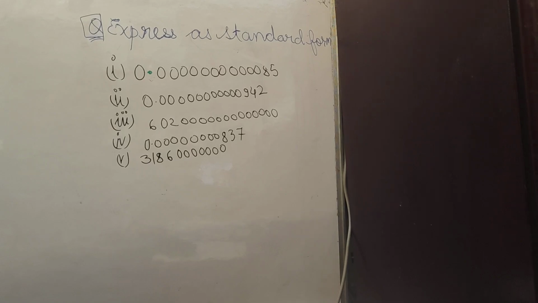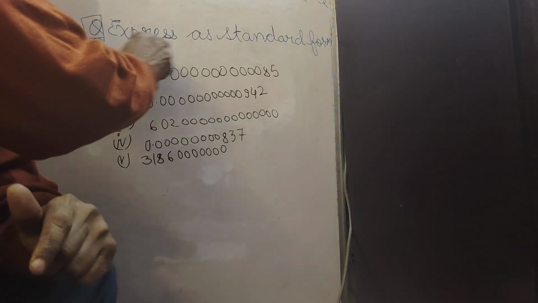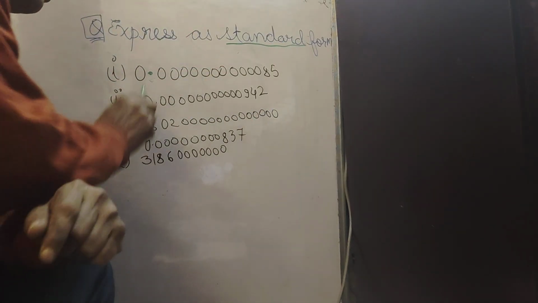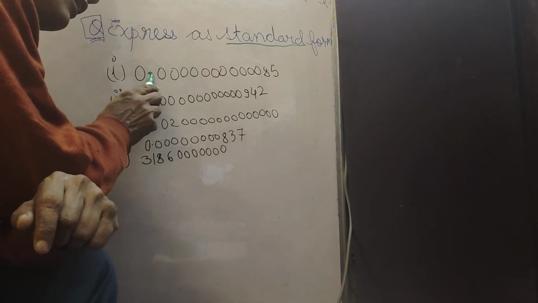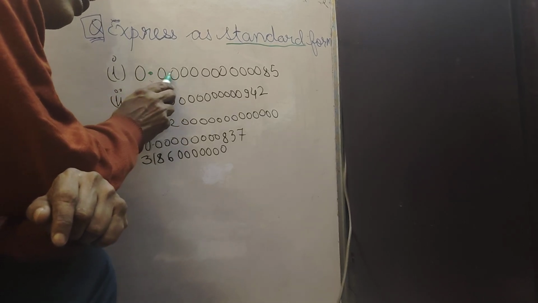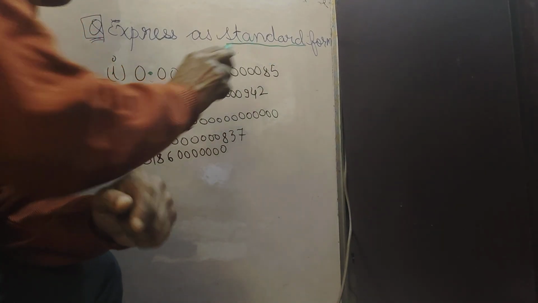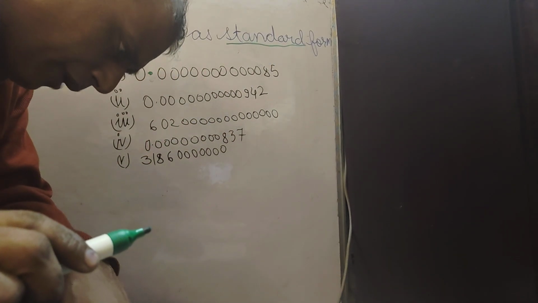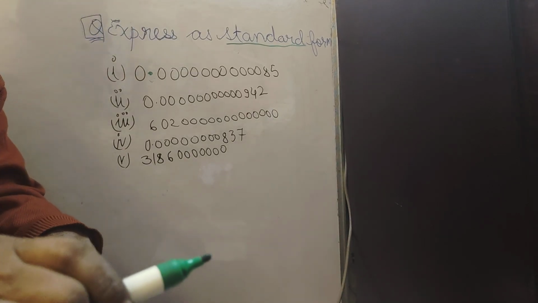Express as standard form. There is the word standard form, and you see this is the zero decimal. This is called decimal. 0.0000000000085. This is a very small value. So very small numbers can be expressed as standard form using negative exponent.